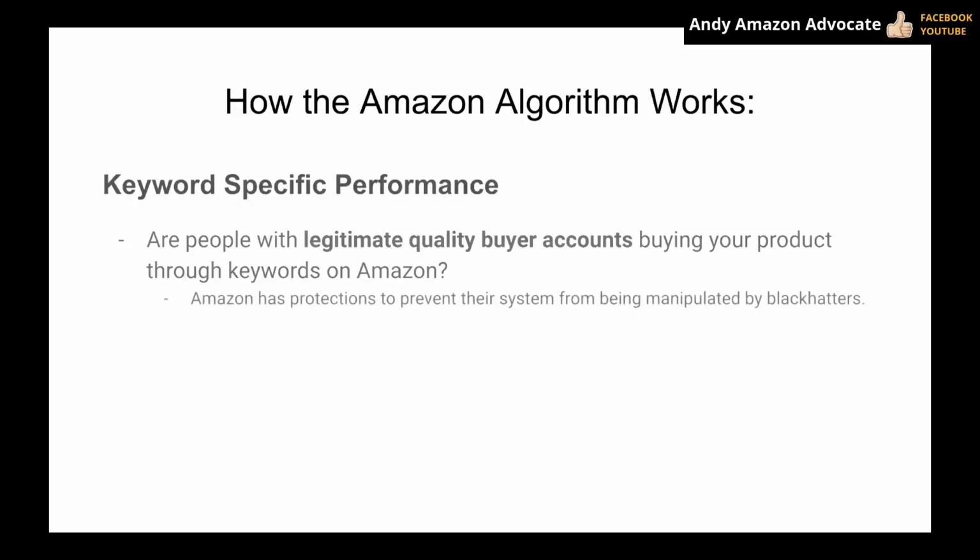Keyword specific performance. You're also going to be talking about legitimate buyer quality. So are the quality buyer accounts actually buying from your product? And Amazon has access to the history of all Amazon accounts, what kind of orders they've been placing. Are they canceling a lot of orders? Are they issuing refunds? Do they leave an unnatural amount of reviews? So Amazon's going to have different filters in to determine, is this a legitimate looking quality buyer account, or is it suspicious? Quality buyer accounts give you more rank boosts.